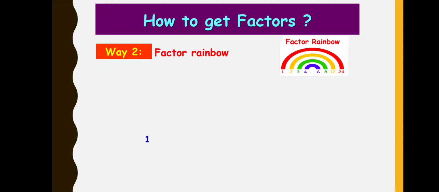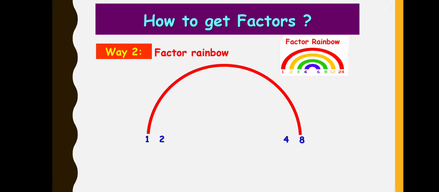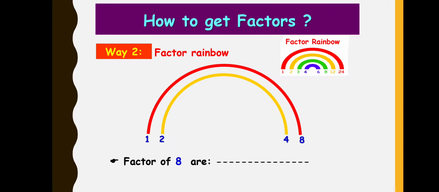Now the factor rainbow, we're going to start with 1. 1 times what will give me 8? 1 times 8. So draw the arc. Then we have 2 and 4. Does 3 times anything give me 8? No. Does 4 times anything give me 8? Yes, 4 times 2. But I already wrote the 2 and the 4, so there is no need to repeat it or use the commutative property here. So the factors of 8 are 1, 2, 4 and 8.